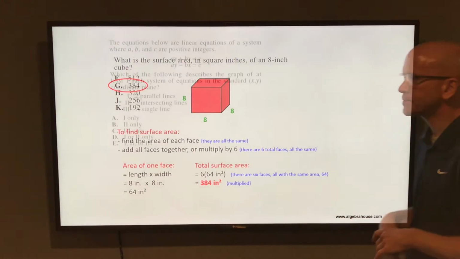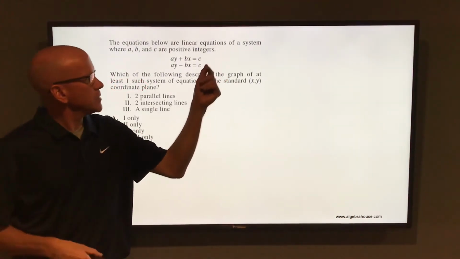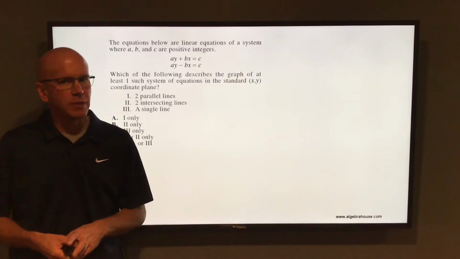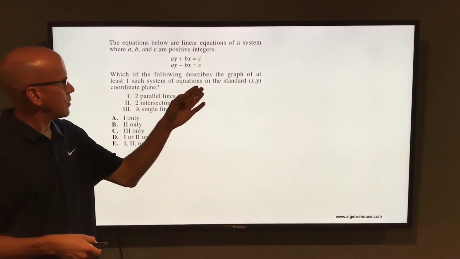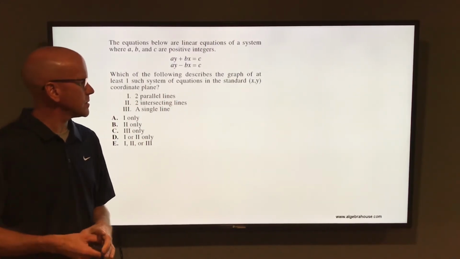Letter G. The equations below are linear equations of a system where a, b, and c are positive integers. Which of the following describes the graph of at least one such system of equations in the standard xy coordinate plane?